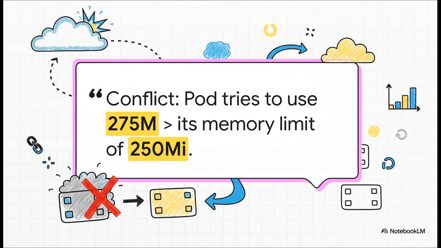Let's look at the evidence right in the code. This right here is a classic setup for an OOM kill event, the smoking gun.